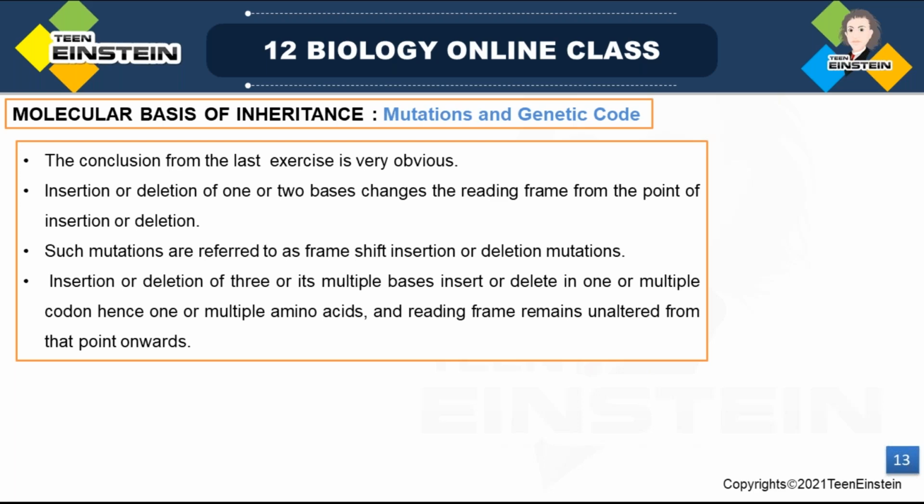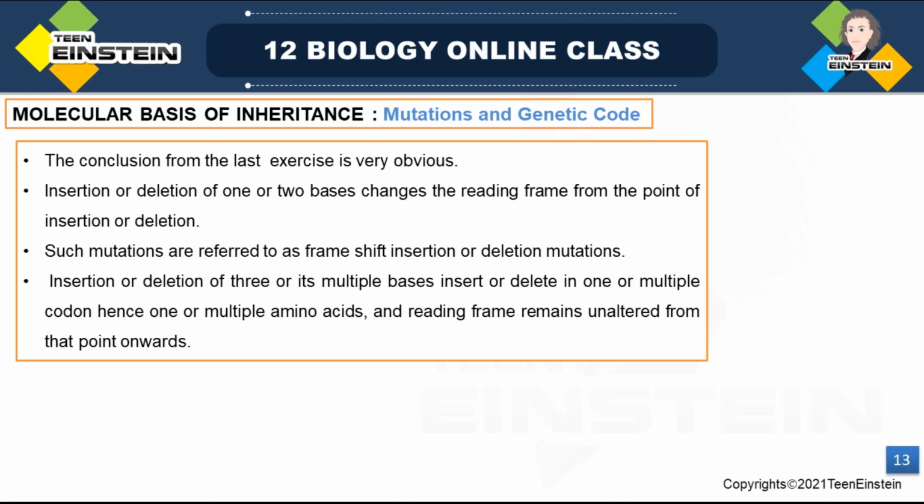Why is it called a frame shift? It is shifting the entire reading frame, right? The entire reading frame is getting changed. So this is a proof that the codon is a triplet. In the triplet codon form, if something is getting added, the entire reading frame is getting changed. How is a reading frame getting changed? By the insertion or deletion of one or two bases.